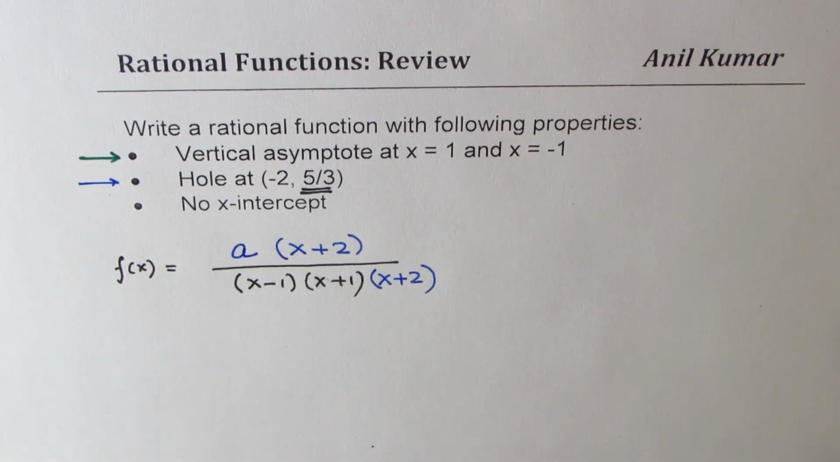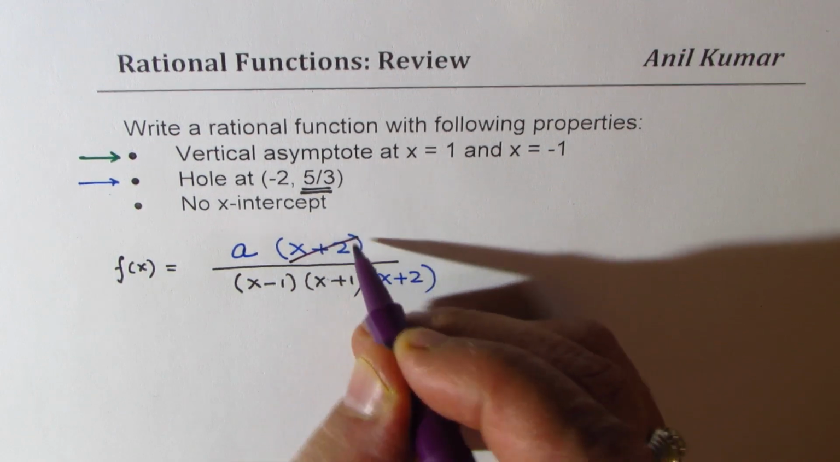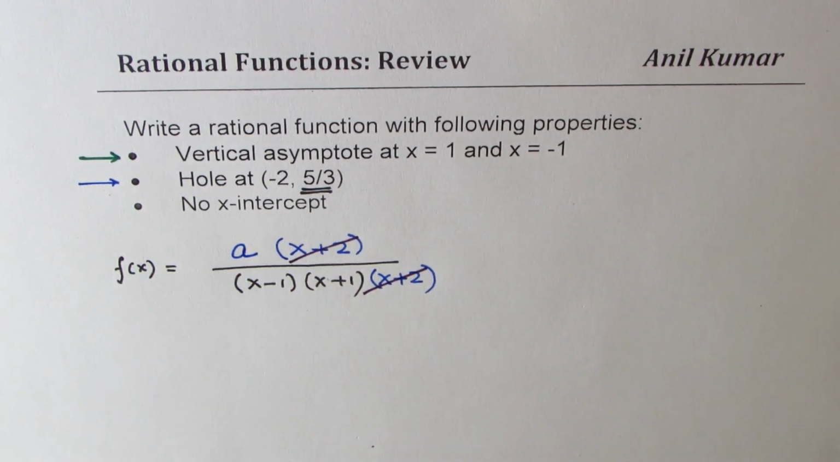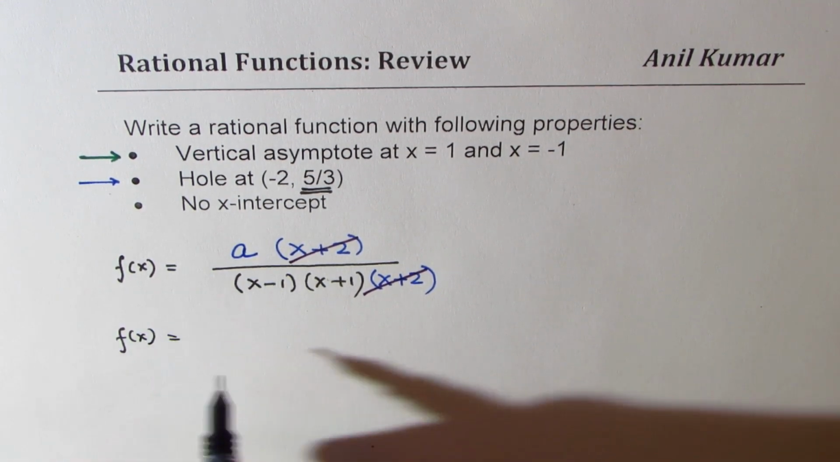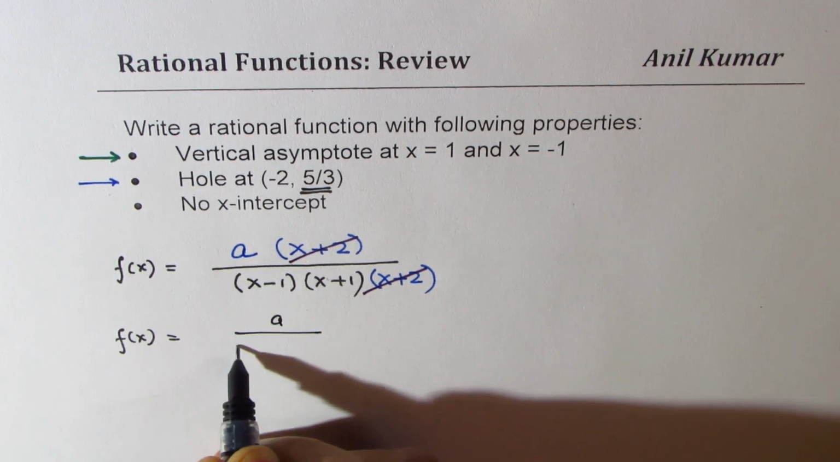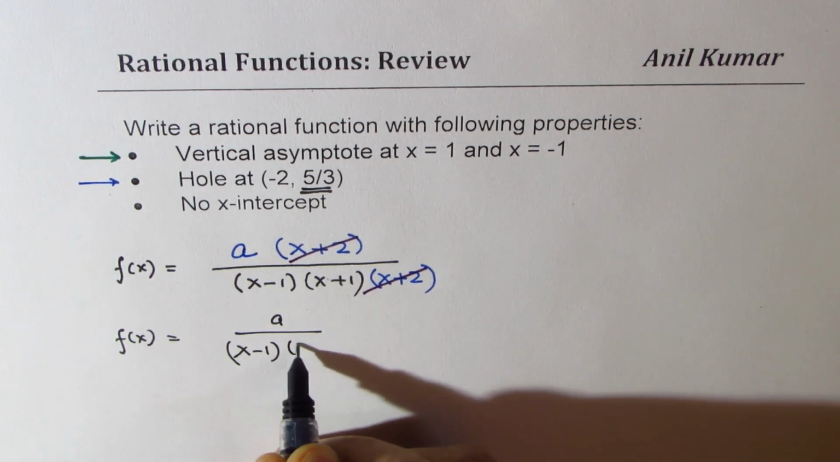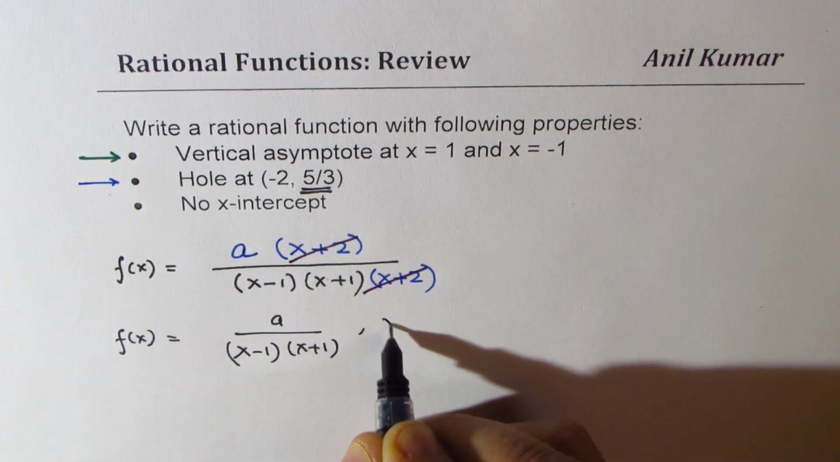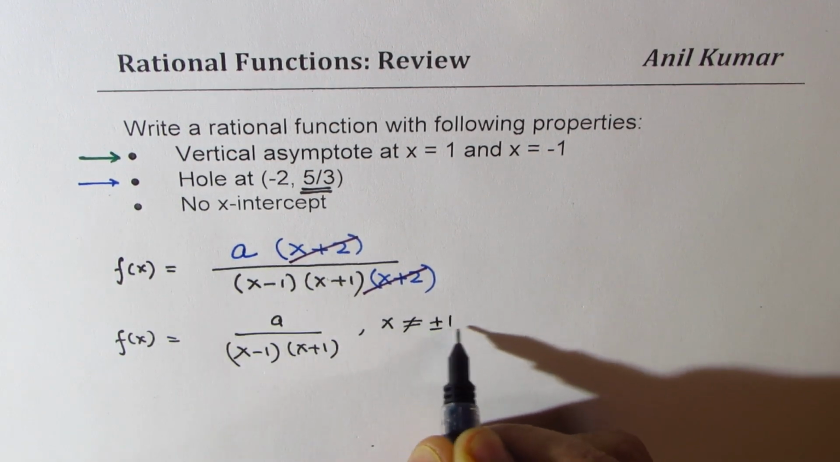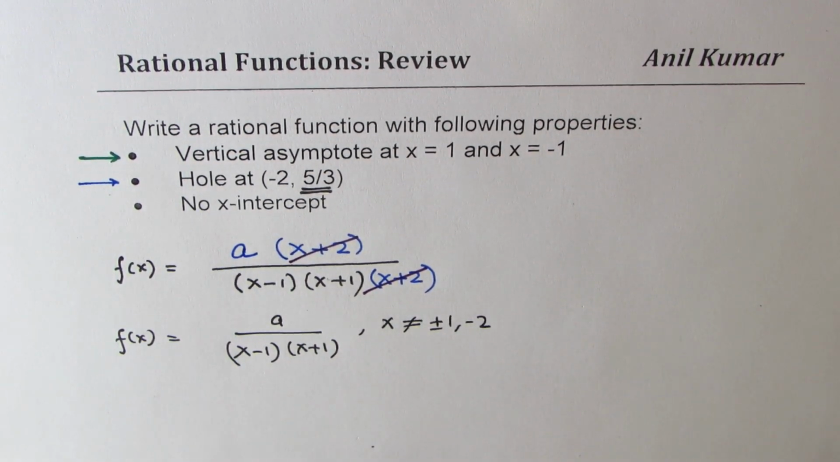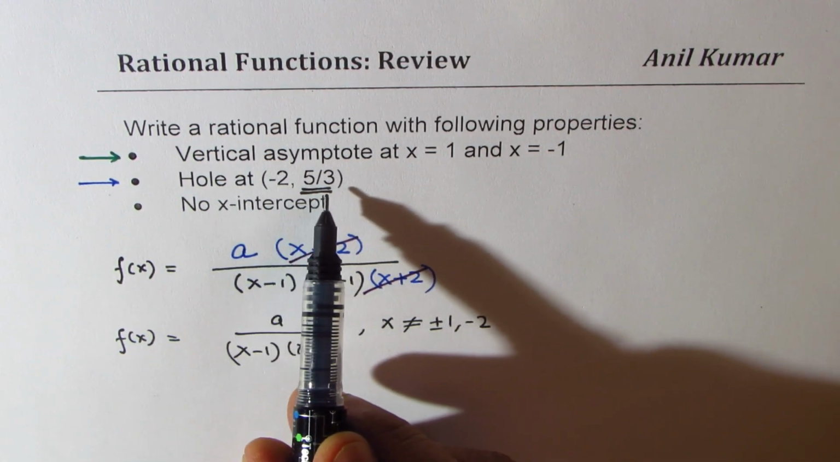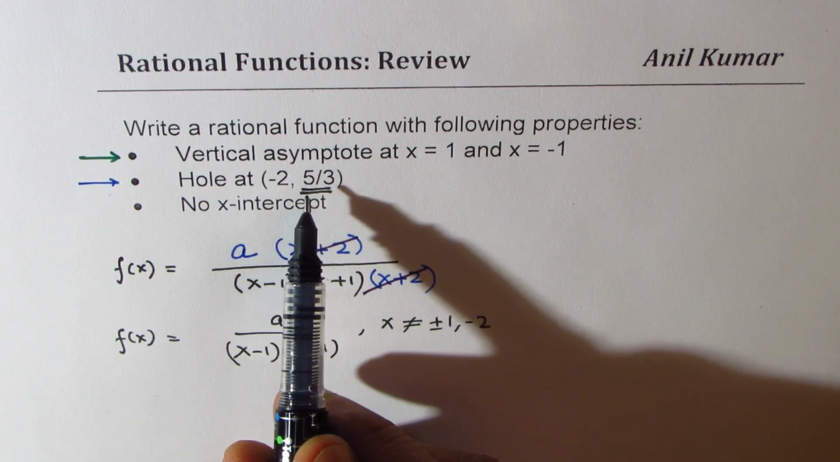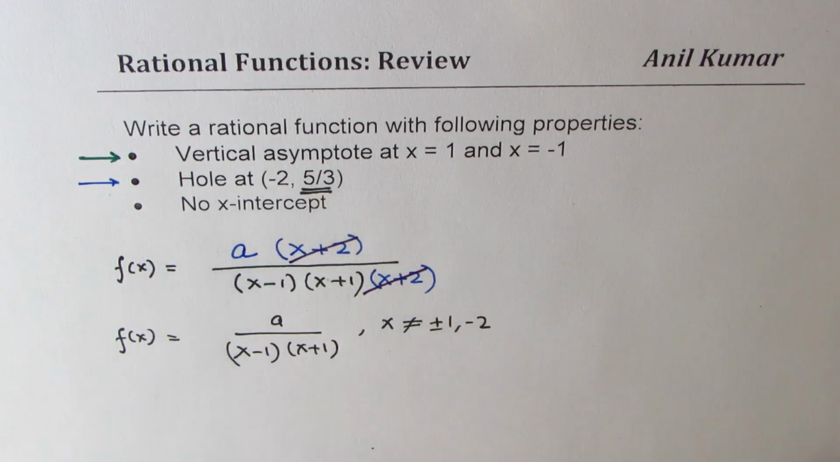Now as you can see here, the common factor x plus 2 and x plus 2 will cancel. So what we get here is f of x equals a over x minus 1 times x plus 1, where x is not equal to plus minus 1 and minus 2. Since we need a hole at minus 2, 5 over 3, that means the y value should be 5 over 3 for x equals minus 2.